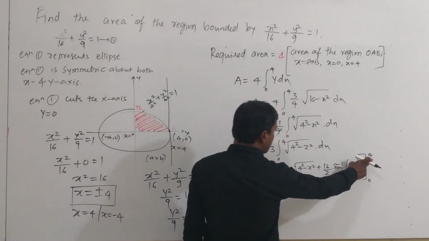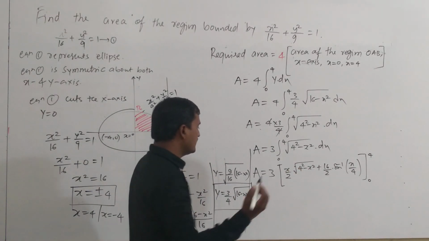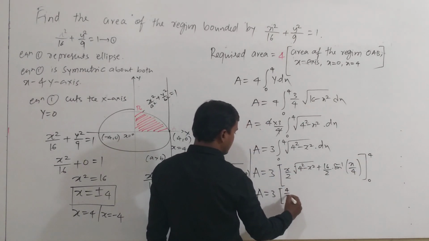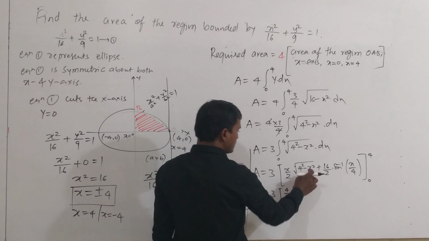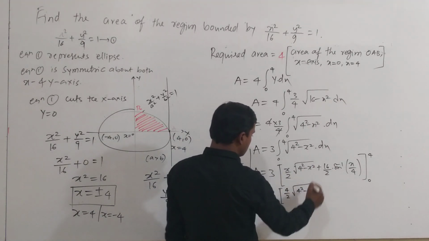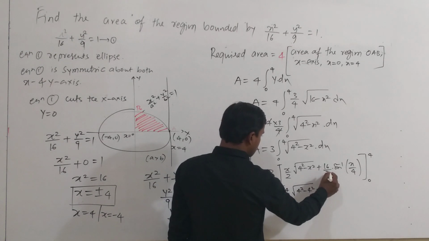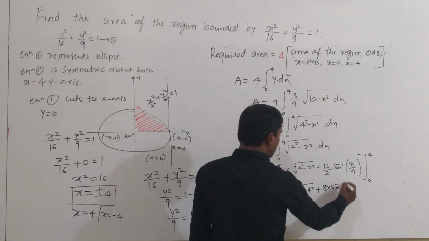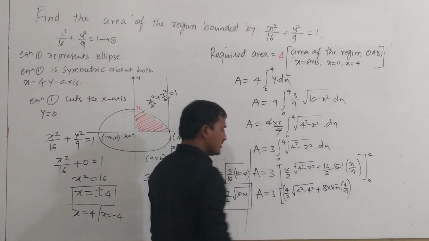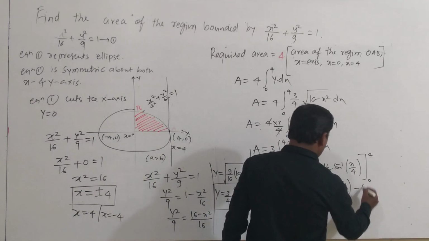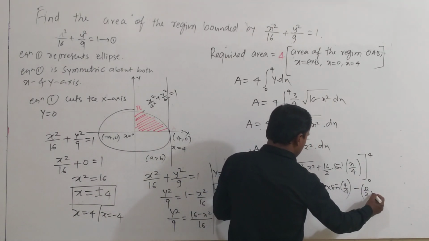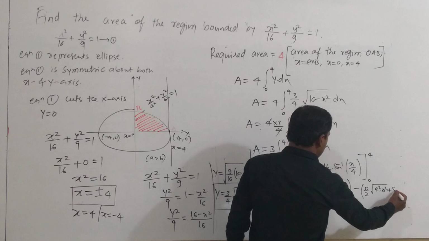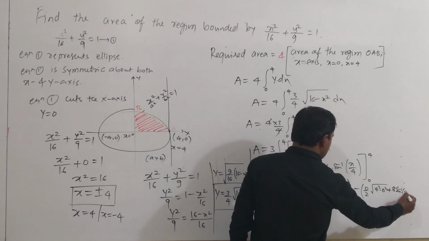Now first I will substitute the upper limit, after that I have to substitute the lower limit. Therefore the required area is equal to 3 times, the upper limit is 4, therefore 4 divided by 2 into square root of 4 square minus x square. In the place of x I should substitute 4 square, plus here it is 16 by 2 means 8 into sin inverse of 4 by 4. So the upper limit is over. Next I should substitute the lower limit, so that is 0 by 2 into square root of 4 square minus 0 square, plus 8 into sin inverse of 0.